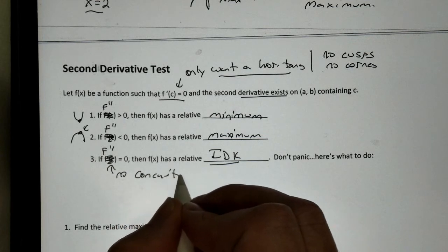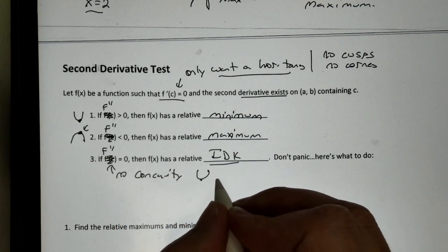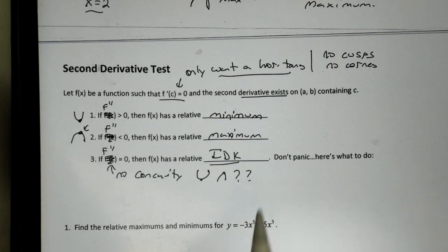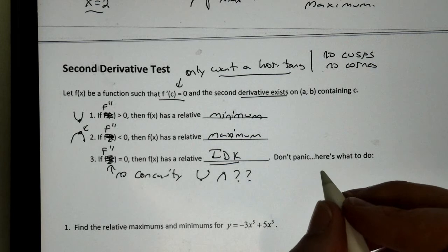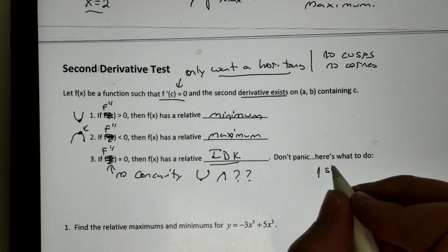It's not concave up or down. I don't know if it's concave up to give me a minimum or concave down to give me a maximum. We really don't know. So in this case, here's what we're going to do. We do the first derivative test.